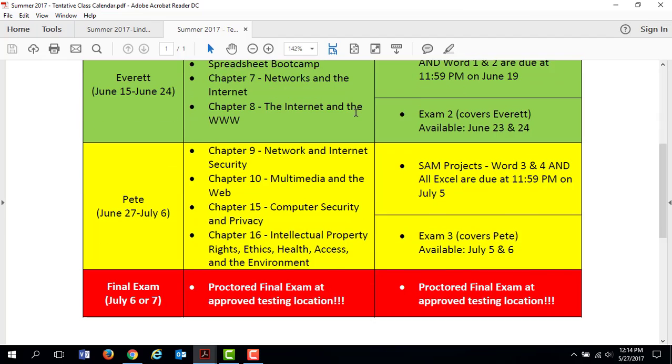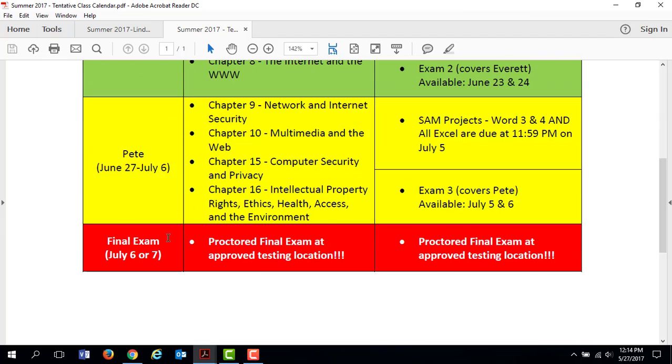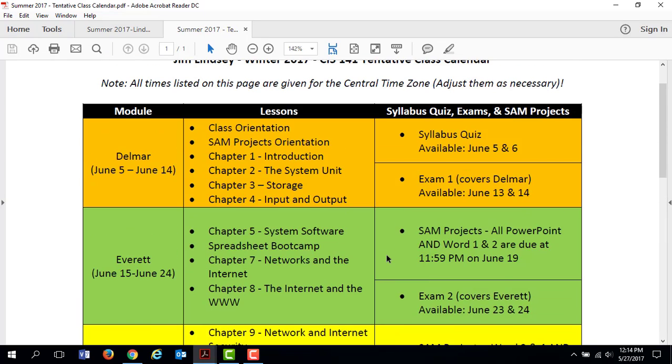So the last item listed is the final exam, and again, that has to be done on July 6th or 7th at a location that has been approved by the testing center, and I'll show you the instructions for that in just a moment on the Blackboard site. But that is the class calendar.